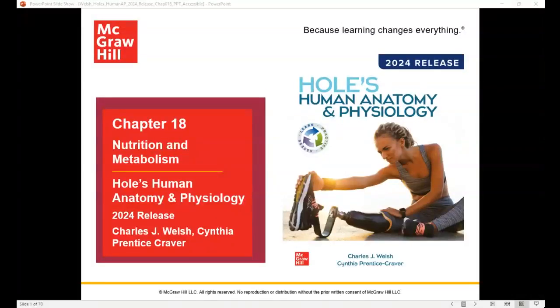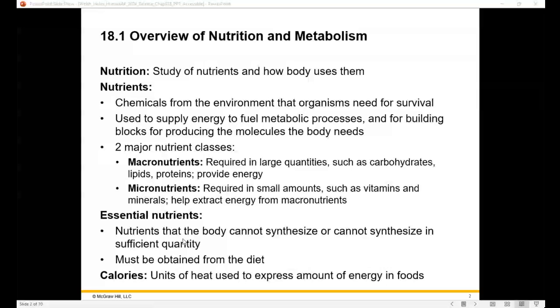This is the anatomy and physiology presentation of nutrition and metabolism. So nutrition is the study of nutrients and how the body uses them. And we're going to focus a lot on how the body uses them and why the body needs those particular nutrients. So nutrients can be chemicals from the environment that organisms need for survival.